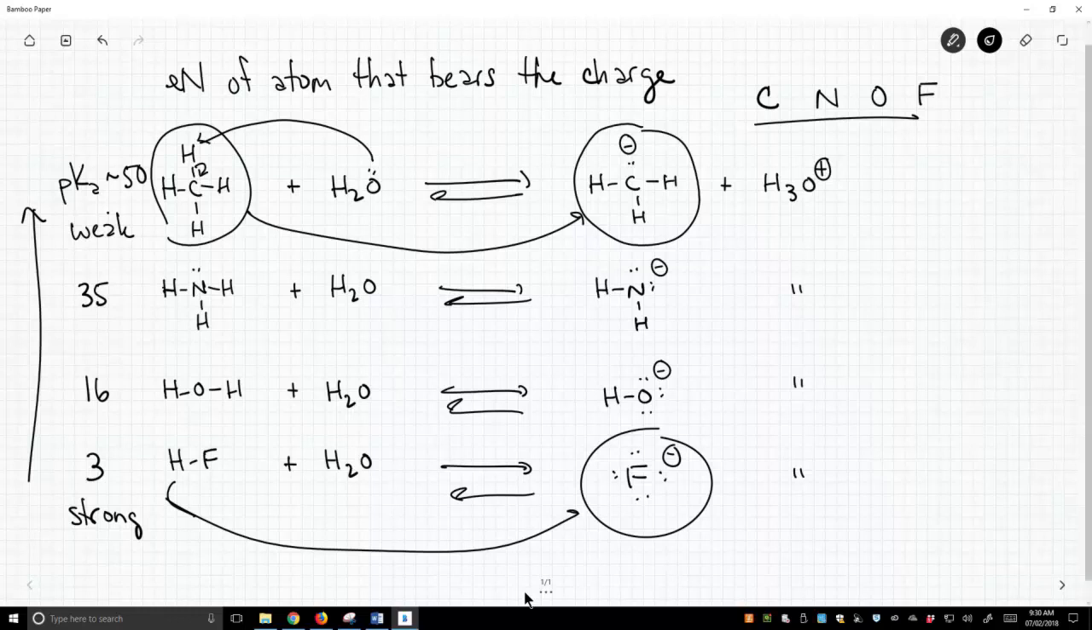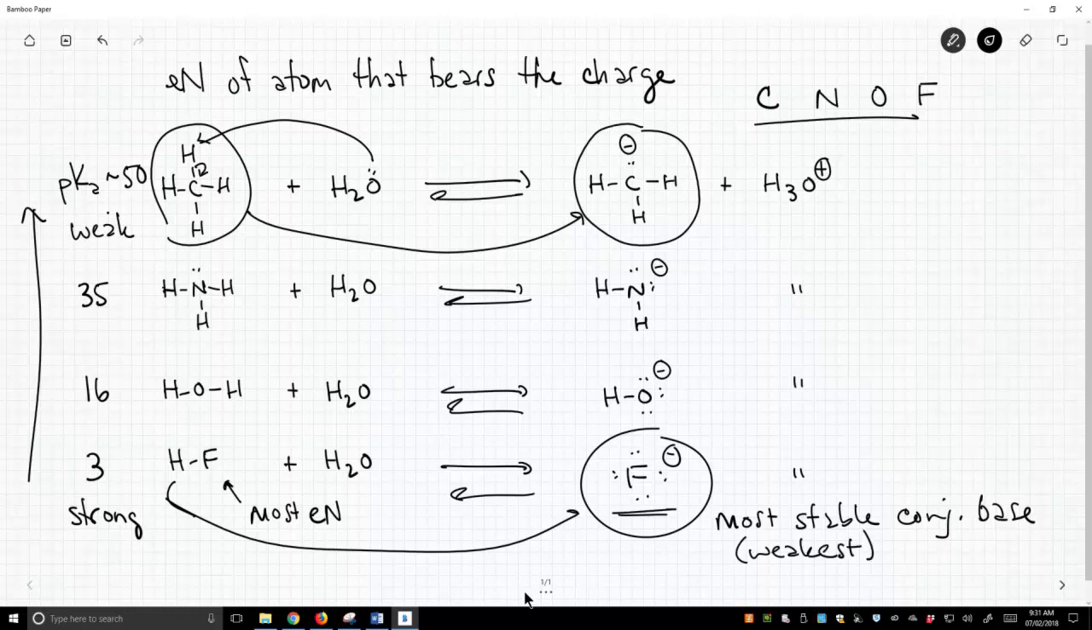So this is HF. F is the most electronegative and therefore forms the most stable conjugate base. And if the base is the most stable, meaning it's the weakest conjugate base, then the HF is going to be the strongest acid. And as electronegativity decreases, hydroxide, this amide, and then this carbanion, these anions become less and less stable. They become more basic. And therefore, the parent acid is less acidic.